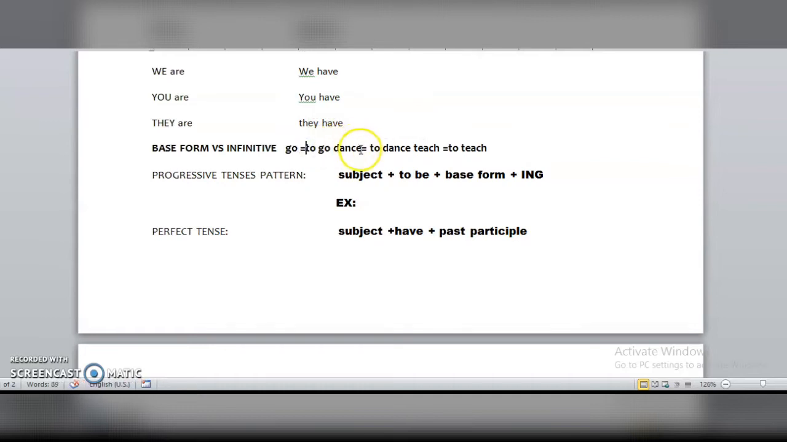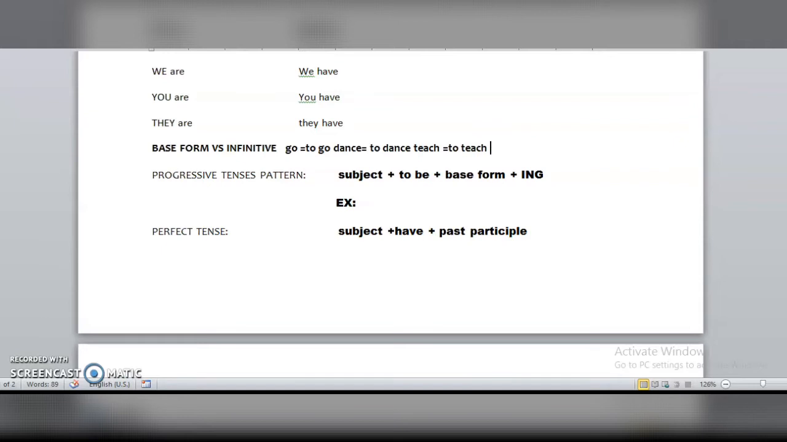Good. So I get dance. Dance is the base form and to dance is the infinitive. It's the same thing for teach. Whatever the verb that you want to get the infinitive of, you just add to in front of the verb, before the verb, I mean.